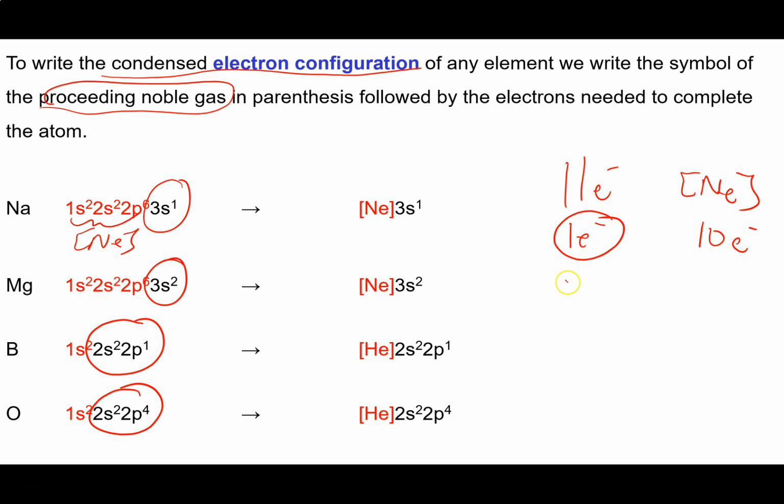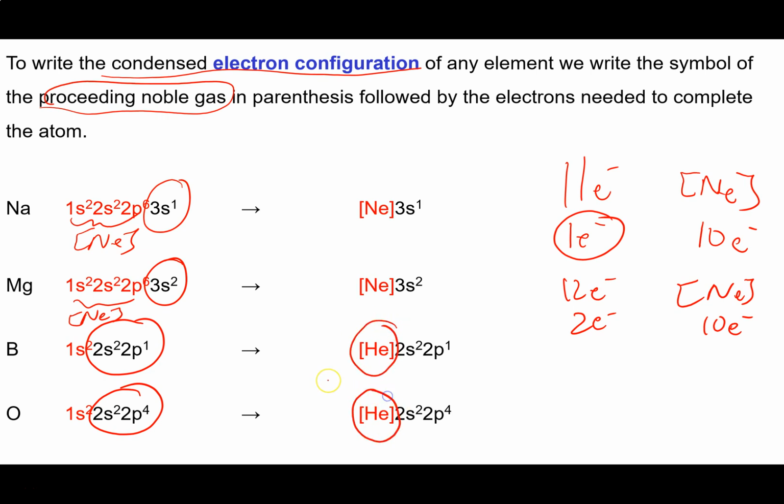Now, magnesium has 12 electrons. The noble gas that comes before magnesium is also neon, so we can use that to replace the 10 core electrons, and then we just write the electron configuration for the outer 2 electrons. So again, we're just going to replace this with the symbol of neon. And we can do this for any element. We're just going to replace the electron configuration for the core electrons with the symbol for the preceding noble gas written in square brackets.